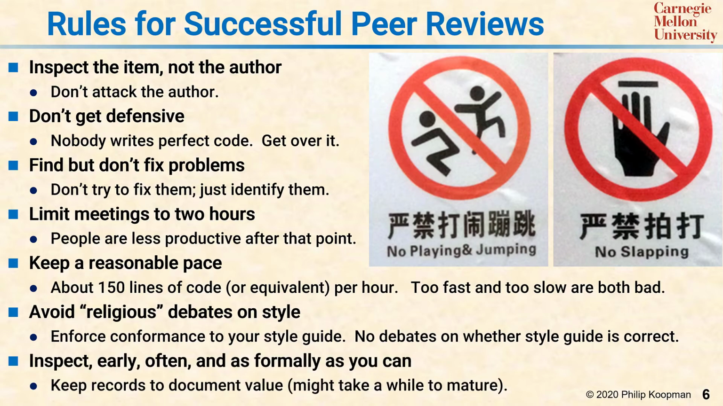Finally, inspect early, often, and as formally as you can. Everything that is written down should be inspected, including requirements, high-level design, detailed design, code, test plans, and so on. It is important to keep records to document the value of peer reviews, such as the number of defects found by peer reviews, so that their effectiveness can be evaluated and the return on investment can be documented. If you burden the review process with too much paperwork, people won't do it.